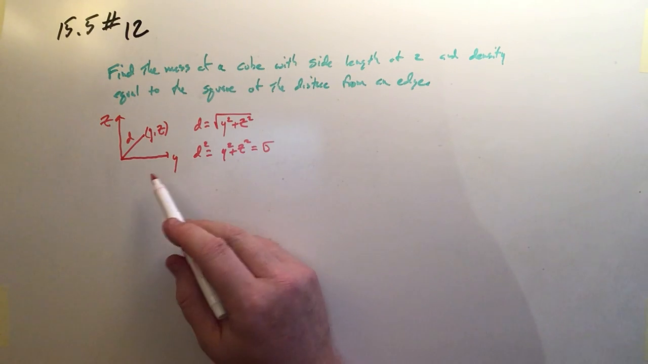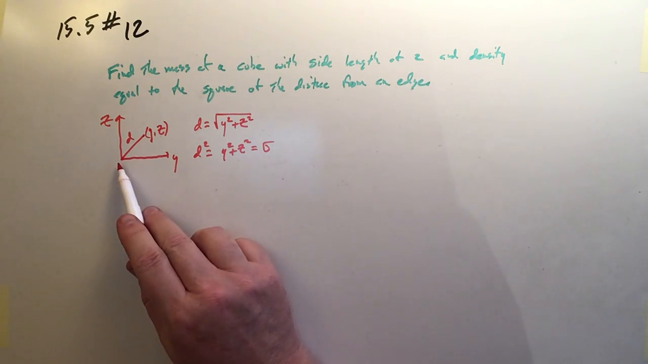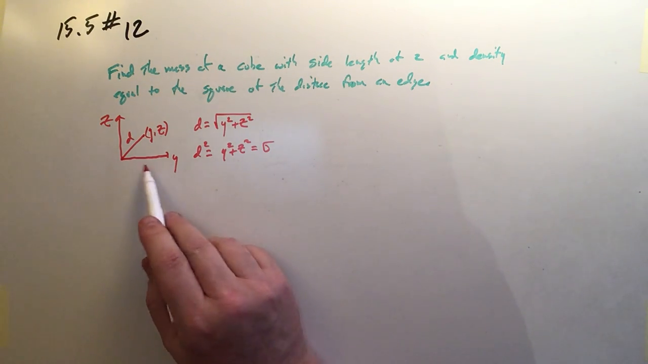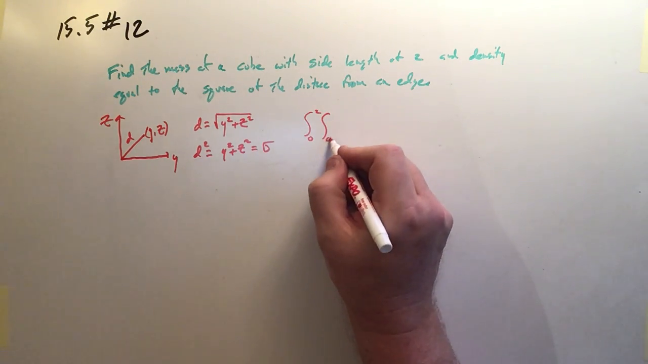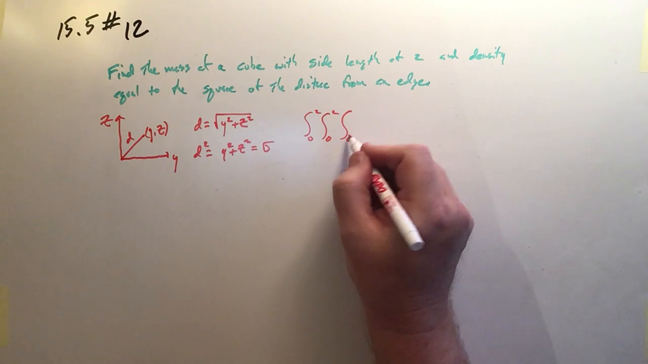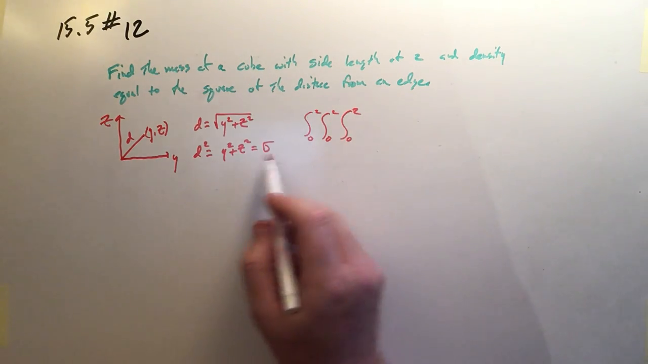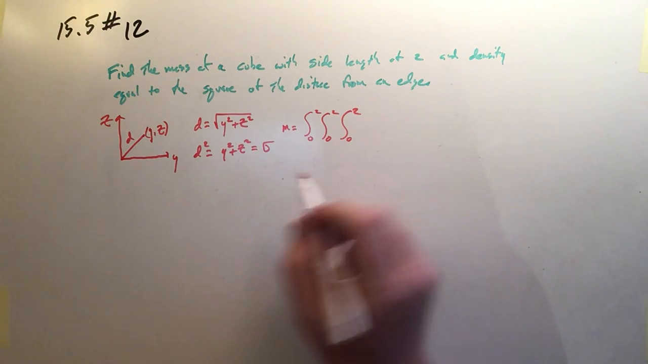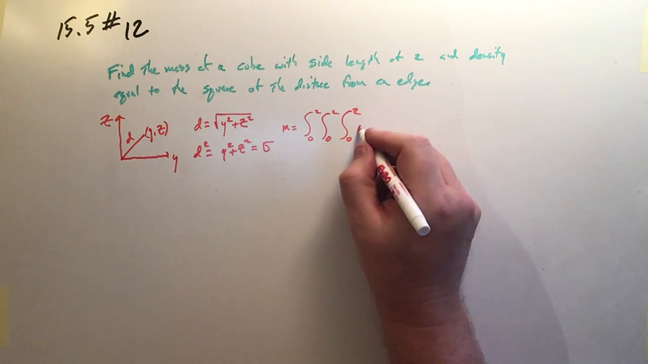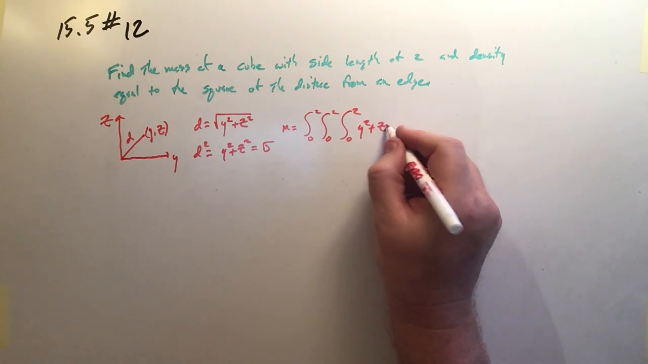Okay, well, the rest of the cube, of course, is sitting at the origin, and it has limits of 2, 2, and 2. So it's 0 to 2, 0 to 2, and 0 to 2 of the density function, because we want the mass, and the mass is just the integral of the density. The density is only two-dimensional, so that's y squared plus z squared.